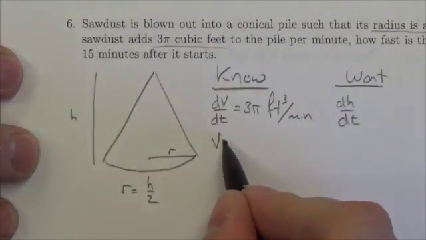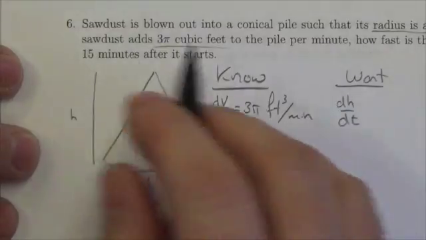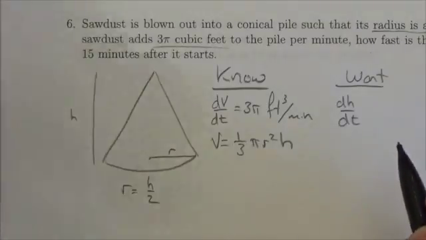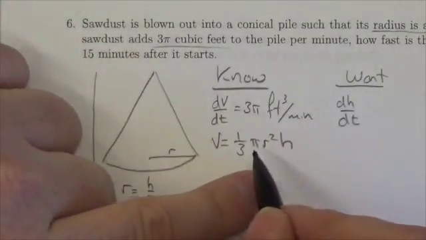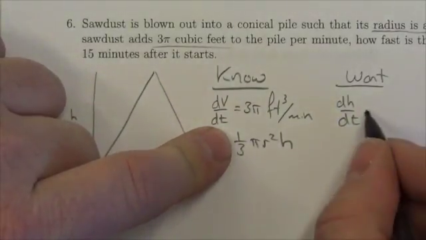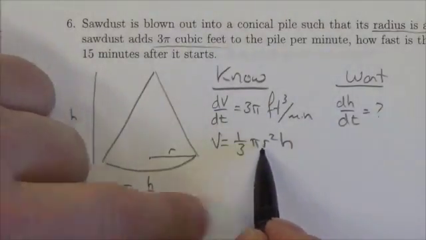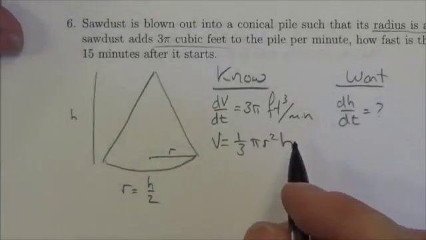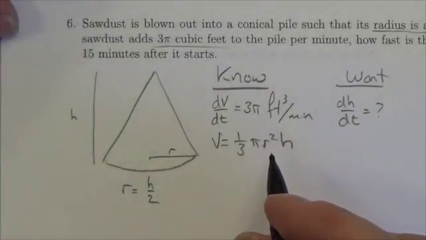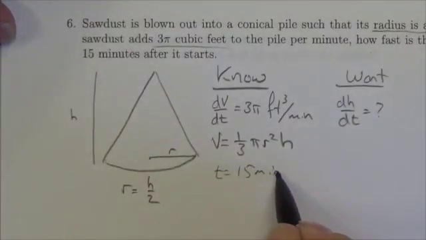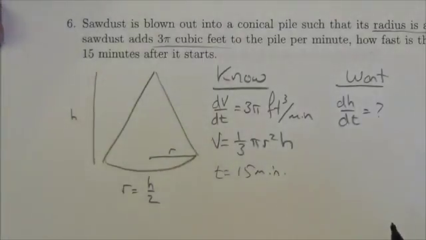Well, we know that the formula for the volume of that cone is going to be 1/3 pi r squared h. Now this isn't an ideal equation because we're given the rate of change of the volume and asked for the rate of change of the height, but our formula also has radius, and as this pile gets bigger, the radius is going to increase as well. So we have to do something about that. We're also given a time, 15 minutes. Now, notice that time doesn't really play a factor in our equation. We're going to have to figure out where that fits in just a moment.